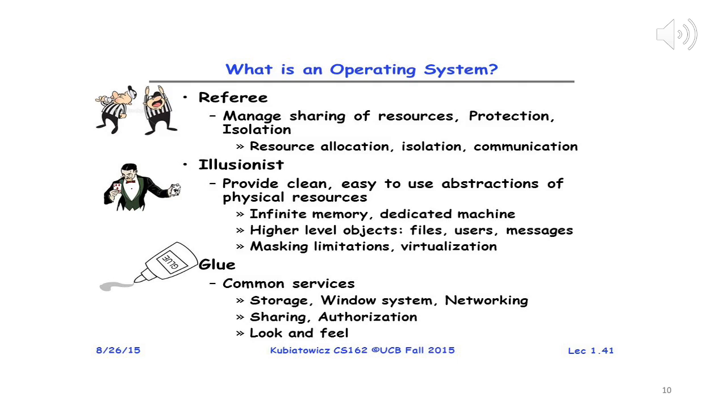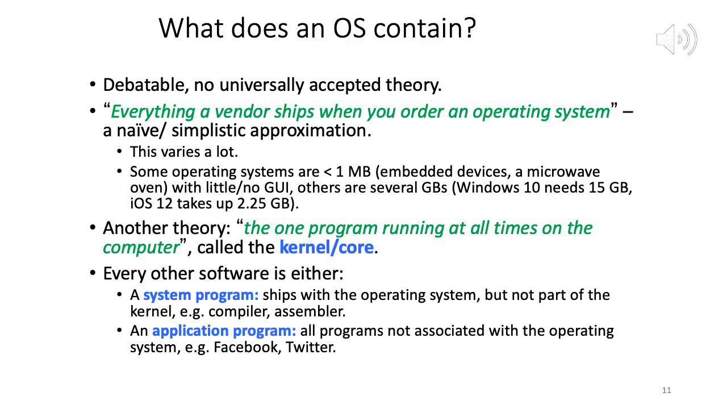So an operating system is all of these three things. It's a referee, which ensures that the rules governing the usage of resources are respected and obeyed. It's an illusionist, providing clean, easy to use abstraction of physical resources. And it's a glue which takes all the services of our system, puts them all together, and makes it very easy to use. I think this should give you a good feel of the different roles of an operating system.